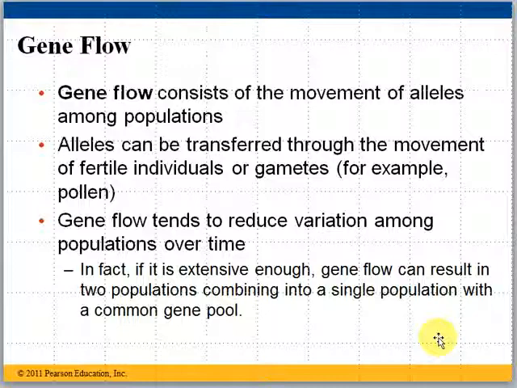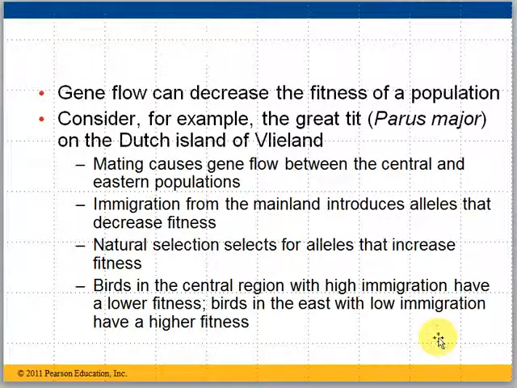Gene flow doesn't consistently lead to adaptive evolution, because gene flow can sometimes be positive and sometimes be negative. So in this case, they're going to talk about how gene flow can decrease the fitness of a particular population. In the book, they talk about a particular type of bird called the great tit, and it lives on the Dutch island of Vlieland. Man, I don't even know how to pronounce this, Vlieland. There are two populations on this island. So rather than go over the words here, because I think it's confusing, let me show you the picture and I'll describe what's going on.